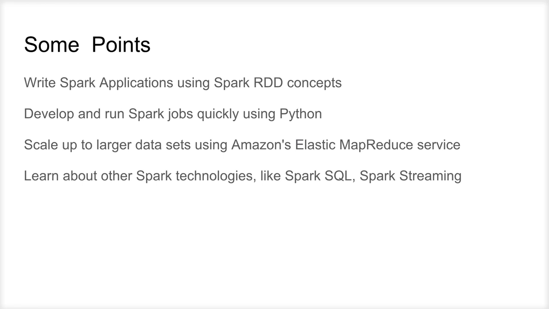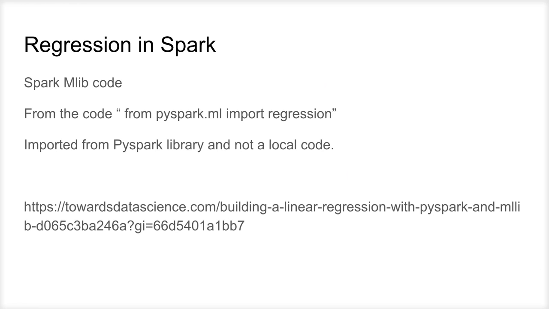In the Spark only aspect, we want to write a Spark application and understand RDDs. We have to develop and run Spark jobs, which would be Python code or Scala code, and we want to implement it and see the output. We might need to set up a large data set and use Amazon's Elastic MapReduce service, and we might learn about Spark technologies like Spark SQL and Spark Streaming.